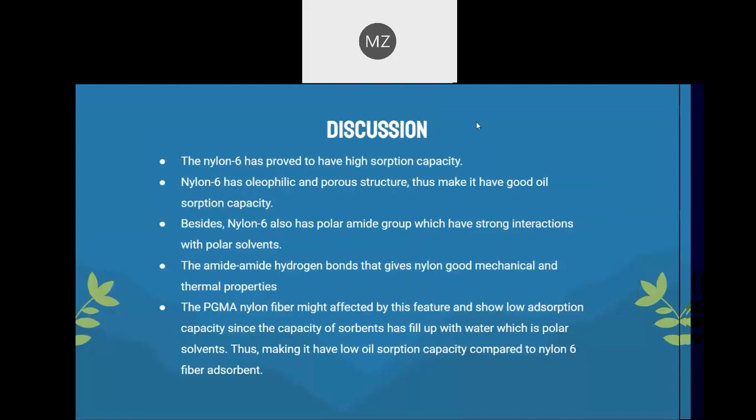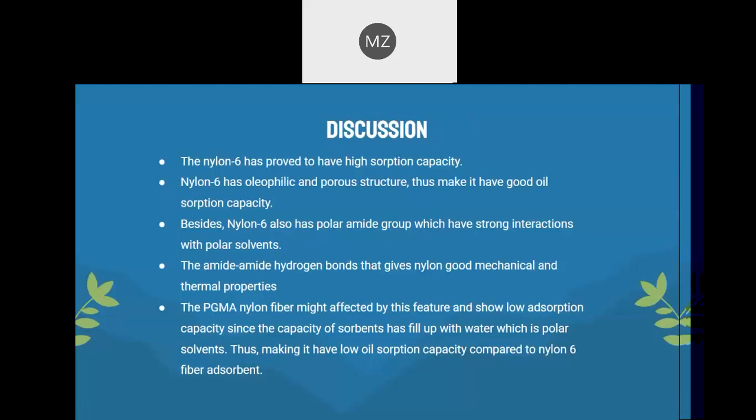From the result, it can be proved that nylon 6 has high absorption capacity due to its oleophilic and porous structure. Besides, nylon 6 also has a polar amide group, which has strong interaction with polar solvents. The amide-amide hydrogen bonds give nylon good mechanical and thermal properties. The PGMA nylon fiber might be affected by this feature and show low absorption capacity since the capacity of the sorbent has been filled up with water, which is a polar solvent, thus making it have lower absorption capacity compared to nylon 6 fiber adsorbent.